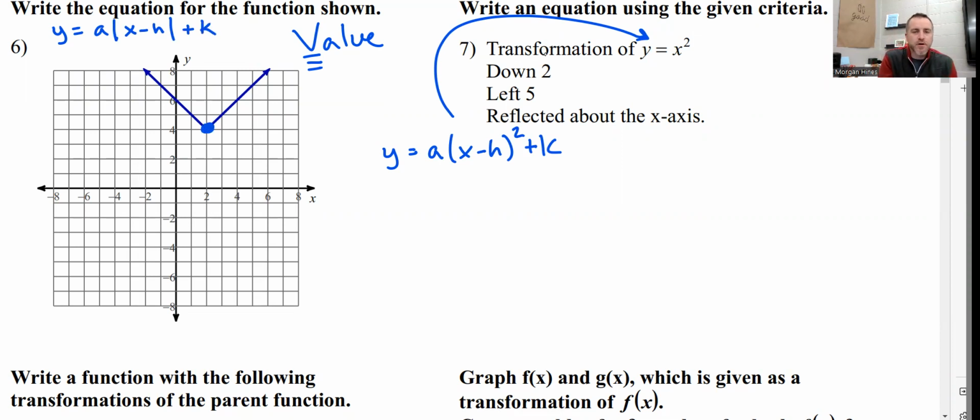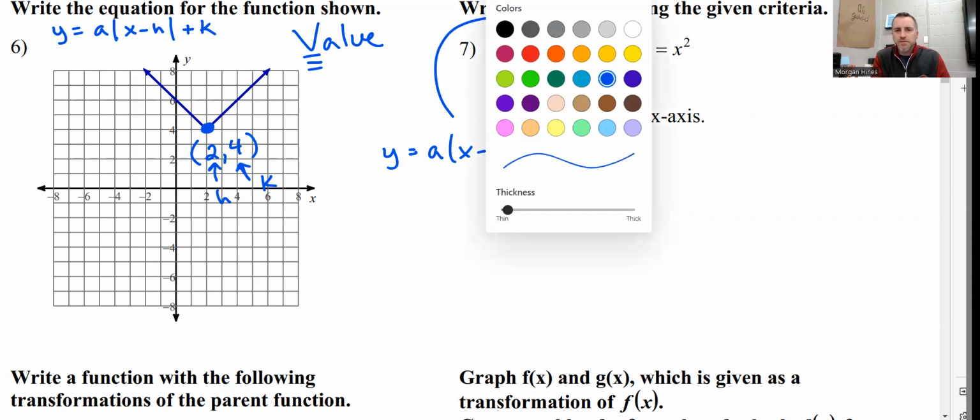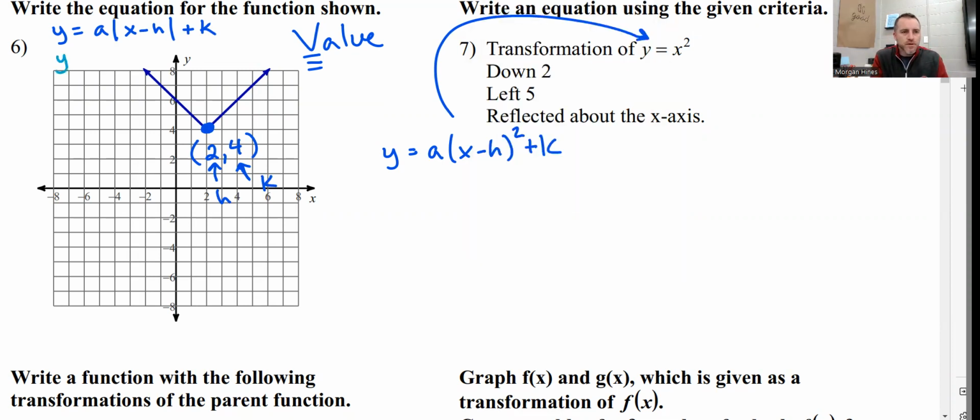Well, h and k are all based off of that one point, the vertex. That vertex is (2, 4). What do you know? That's h and k. All we have to do is plug them into our equation. Subtle change to a different blue, also known as teal. x minus 2, plus 4.